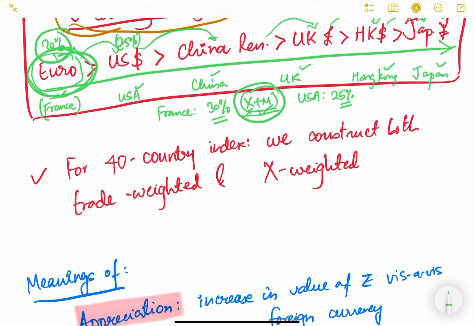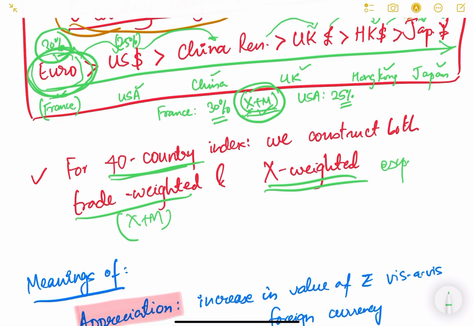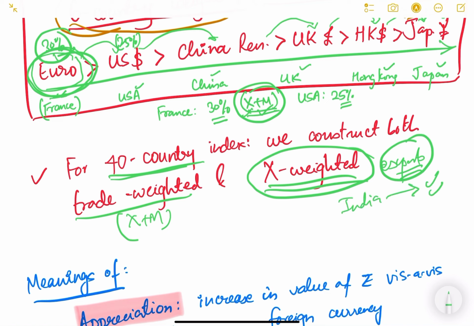Whereas in the 40 country index, we construct both trade weighted, which is exports plus imports, as well as only the exports weighted. In this, we assign weights by looking at only the exports. So how much India is exporting to those countries.